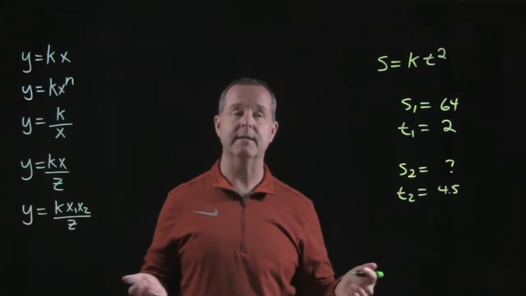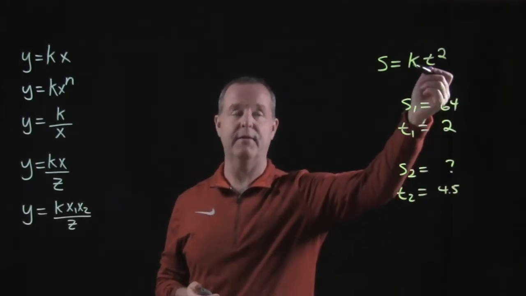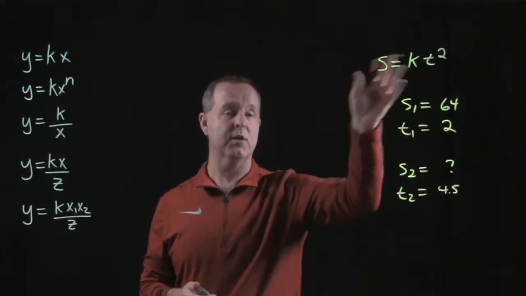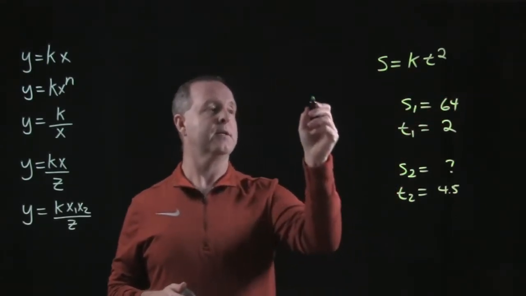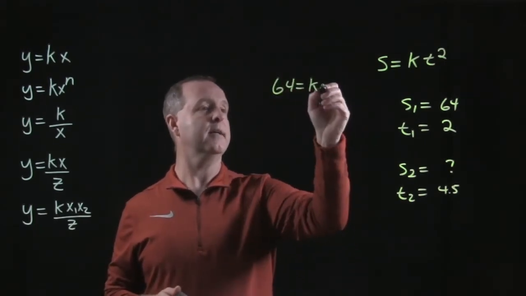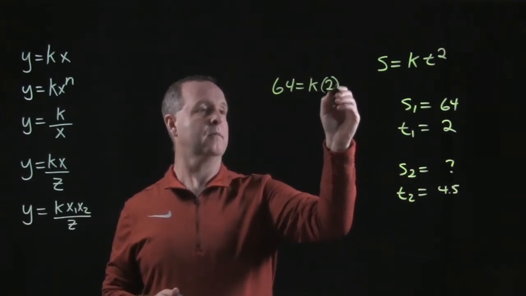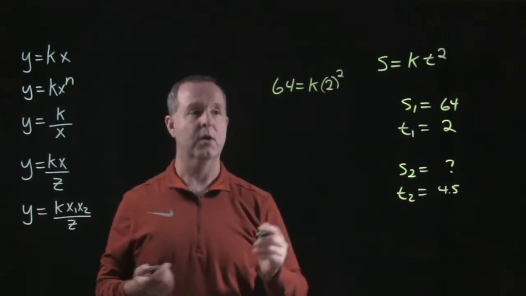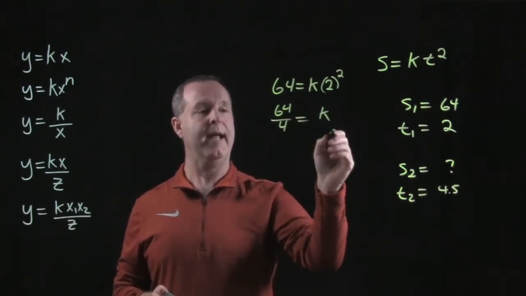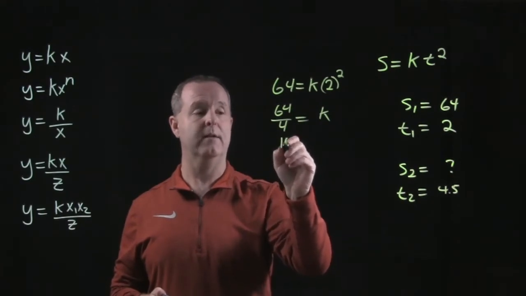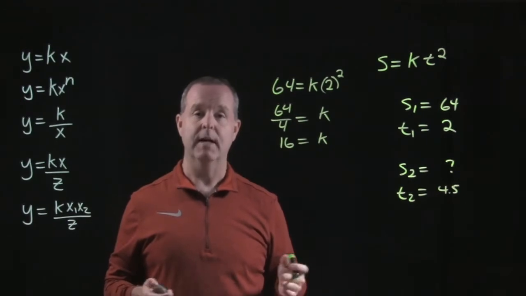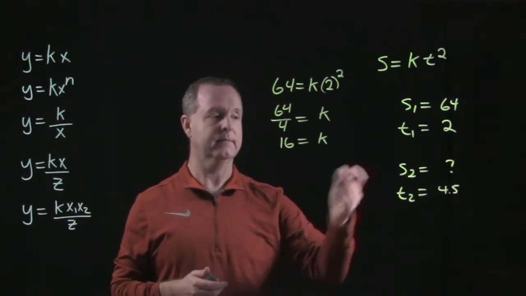Again, our strategy is recognize the correct variation, use my initial set of data to solve for my constant of proportionality. So I'll have 64 equals my constant of proportionality times my time, in this case, squared. Solve that for k. 64 divided by 4 equals k. It looks like my constant of proportionality is 16. I can use that now for my second set of criteria.